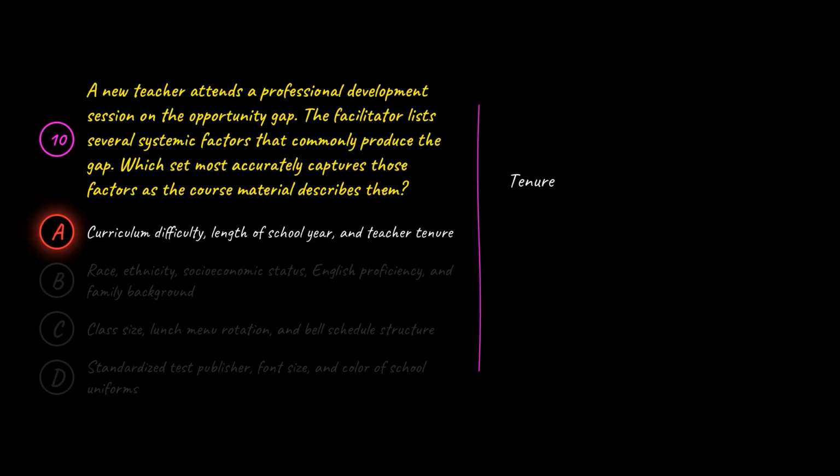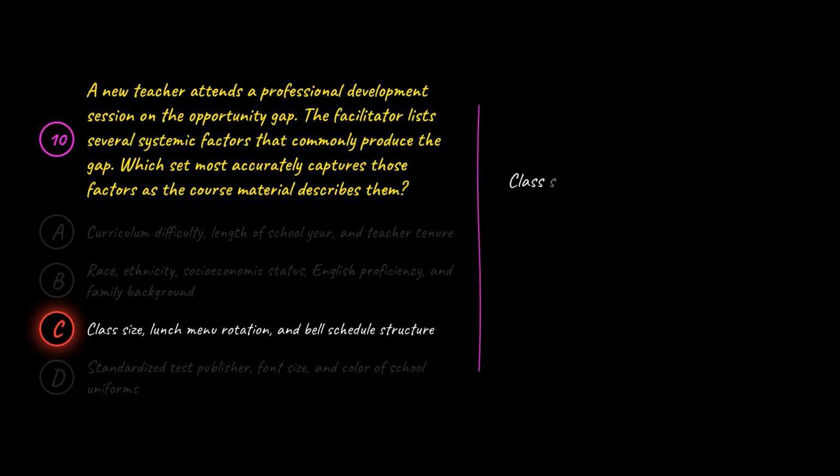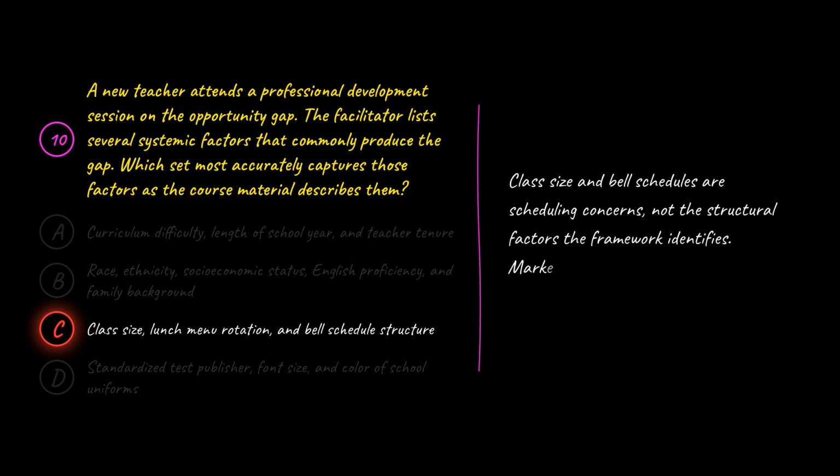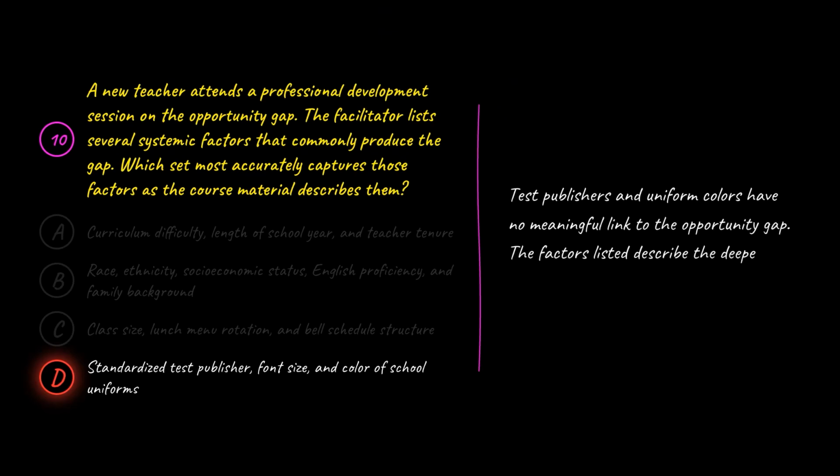A is wrong because tenure and school year length affect schools broadly, but are not the systemic drivers the framework names. They are not what produces the gap for marginalized students. C is wrong because class size and bell schedules are scheduling concerns, not the structural factors the framework identifies. Marking those as the cause misses the actual source. D is wrong because test publishers and uniform colors have no meaningful link to the opportunity gap. The factors listed describe the deeper social conditions outside the school's walls.